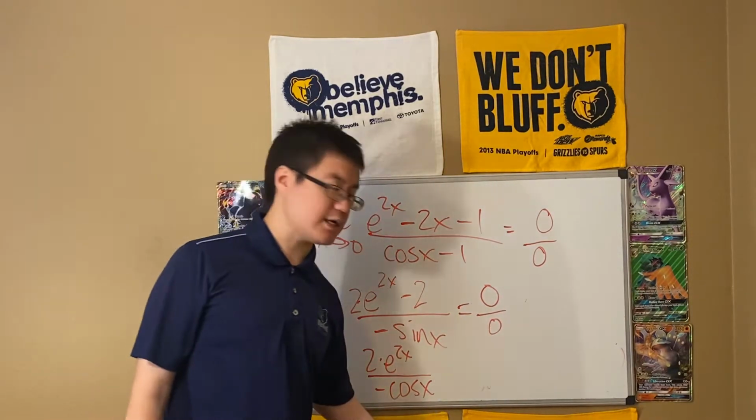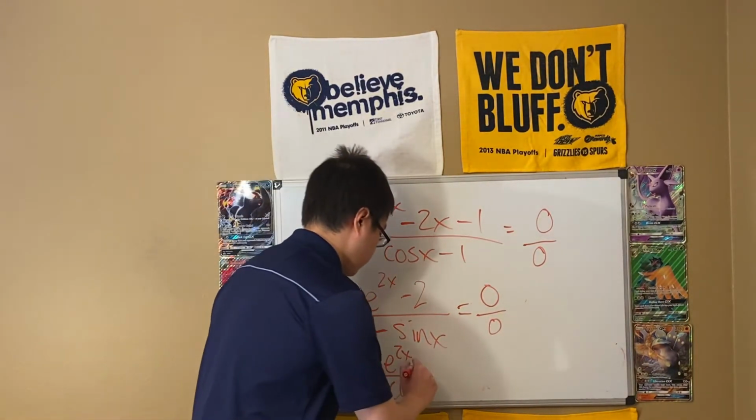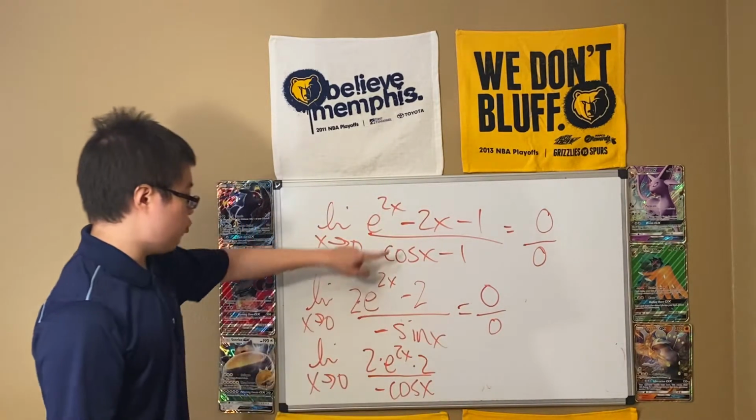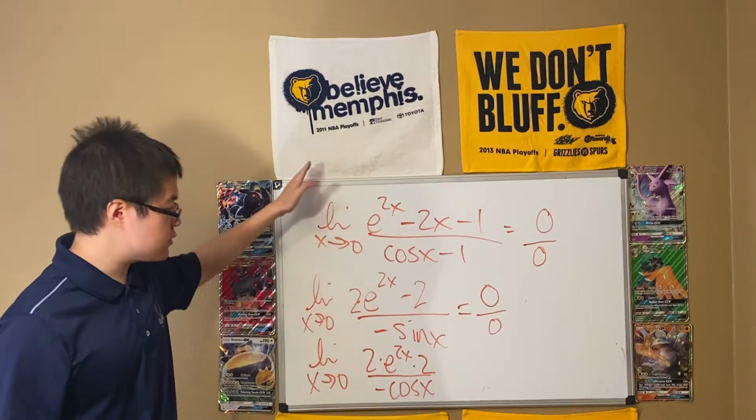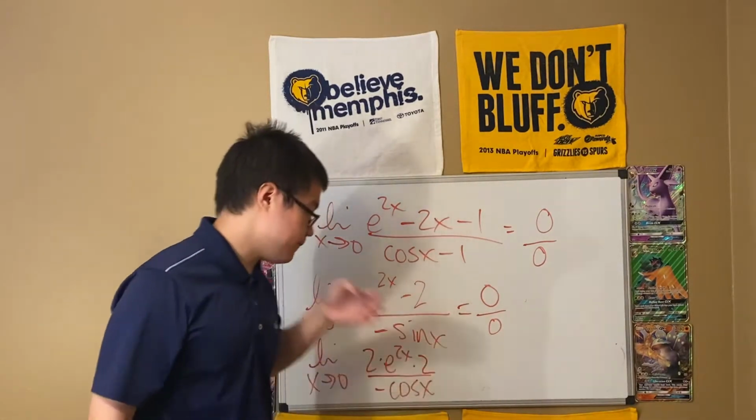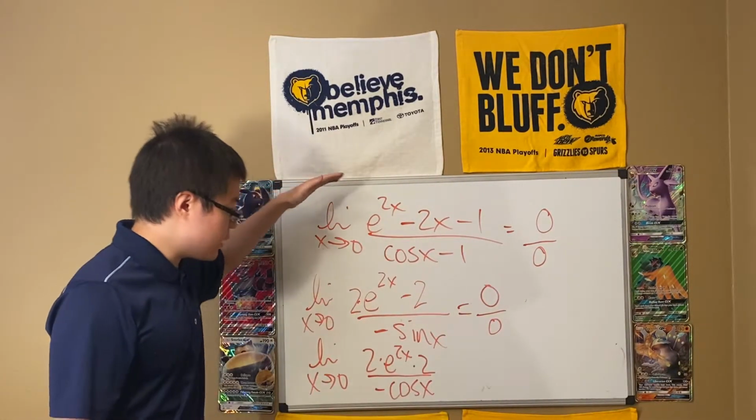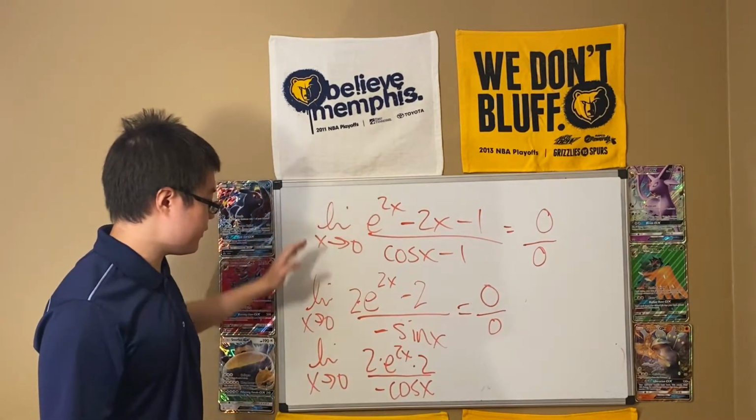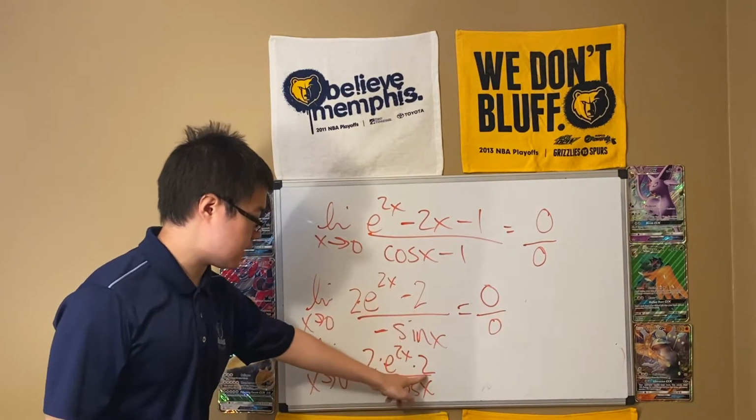And what's the derivative of the inside function? 2. So I have to multiply it by 2 again. So notice the first 2 came from the chain rule from the first L'Hôpital's rule step, and the second 2 came from doing L'Hôpital's rule again. So one 2 from the first L'Hôpital's rule, and one 2 from the second L'Hôpital's rule.